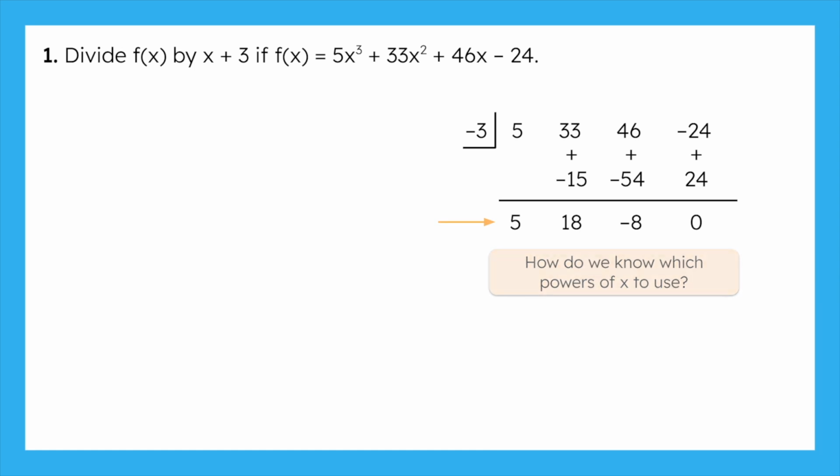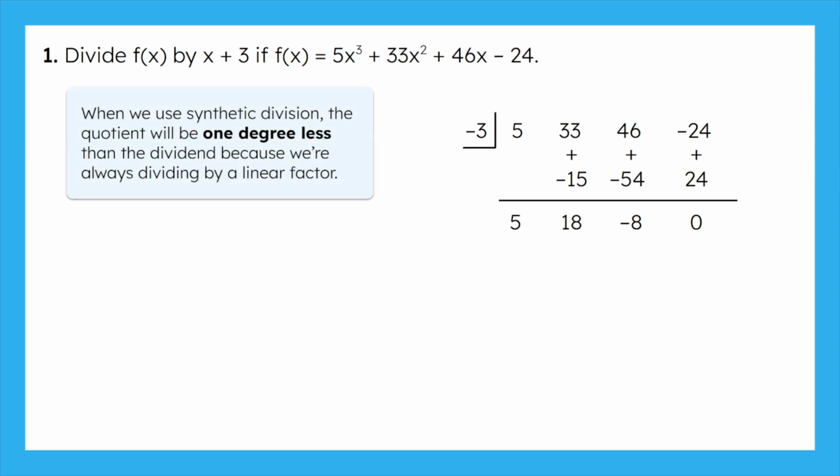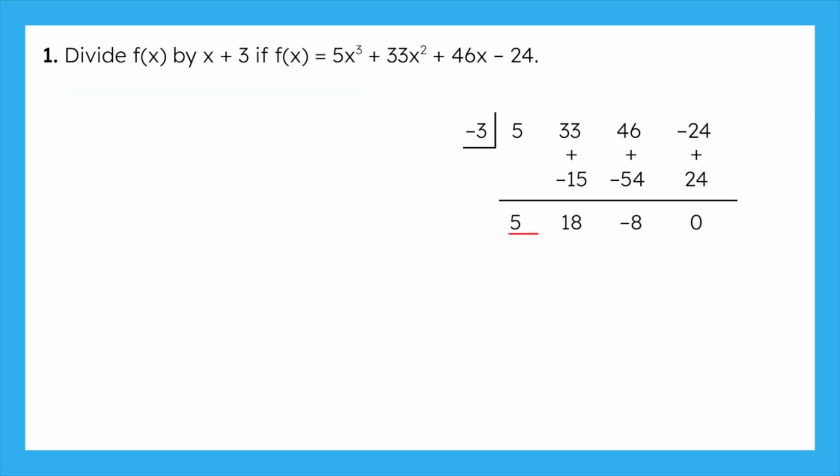Good question. Since we divided a third-degree polynomial by a first-degree polynomial, the quotient will be a second-degree polynomial. In general, when we use synthetic division, the quotient will be 1 degree less than the dividend, because we're always dividing by a linear factor. So, for this example, we'll start by making this term 5x squared. And now we just decrease each exponent by 1 until we reach 0. So this whole thing becomes 5x squared plus 18x minus 8x to the 0th power, which is just minus 8.